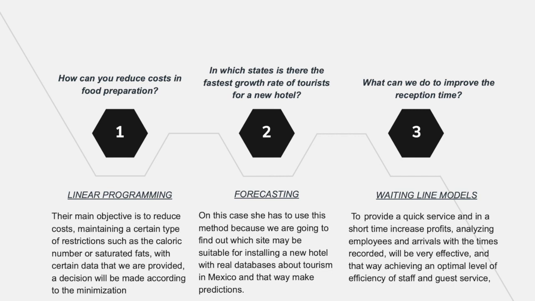The first one is how can we reduce costs in food preparation? This one we're going to find by linear programming. Second, in which state is there the fastest growth rate of tourists for the new hotel? For finding this solution, we are going to use forecasting. The third one is what can we do to improve the reception time? For this, we are going to use waiting line models.